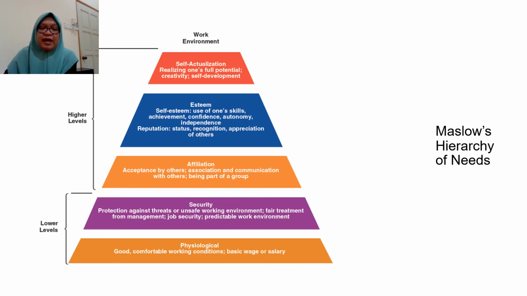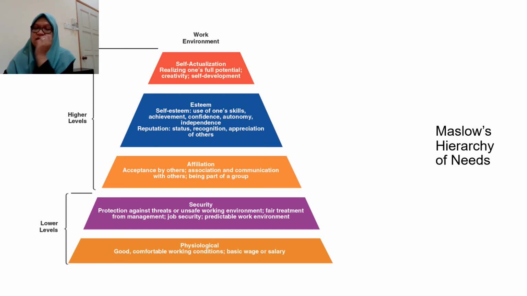This is the hierarchy, this is the pyramid. The 2 below here are the lower level, and the 3 here are the higher level. According to Maslow, individuals have to fulfill the lower level first before they can proceed to the higher level, meaning that all individuals must fulfill from the bottom here, and then after they fulfill here, they can go up to security, and that's when they can climb to the higher level and so on.